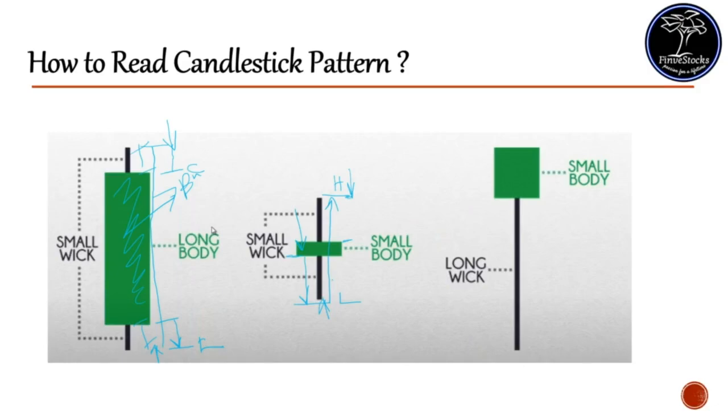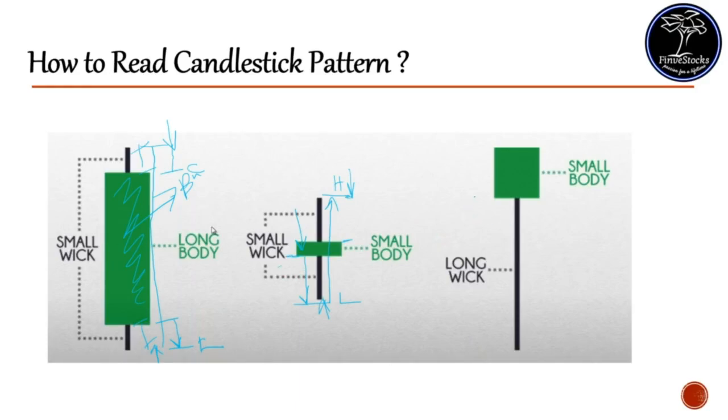But the body is so small compared to the wick. So there is a price rejection at lower level as well as higher level. And the closing and opening is not much different. This shows both sellers as well as buyers are in equal control. So this type of candle is called an indecision candle. This is not a bullish as well as a bearish candle. This is called an indecision candle.